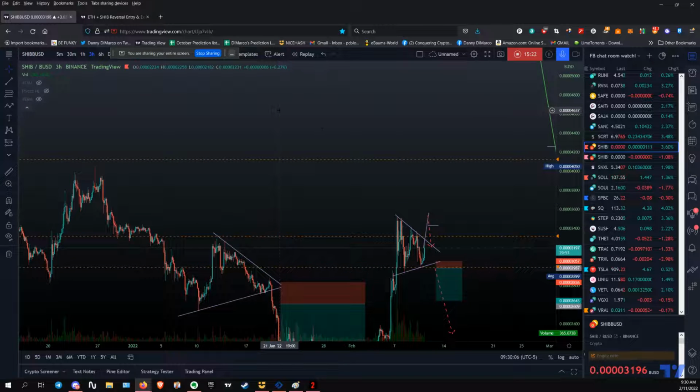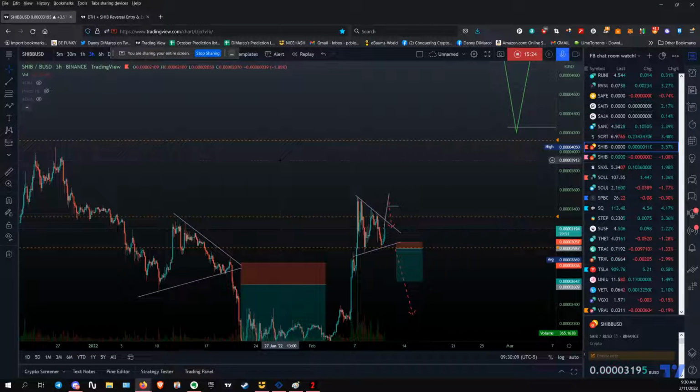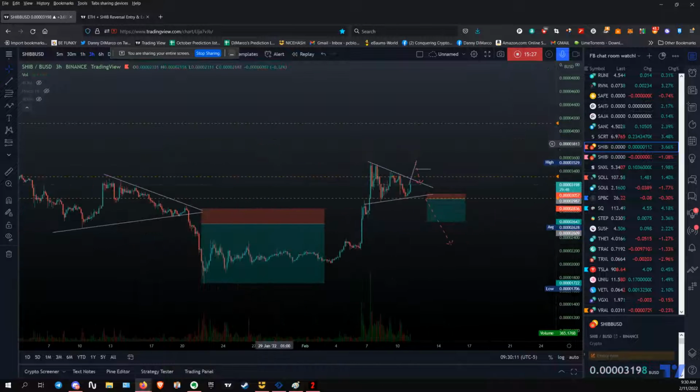All right, guys, that's it. I hope that helped you guys learn a little bit more about patterns, and we'll see what happens for the rest of the day with SHIB.